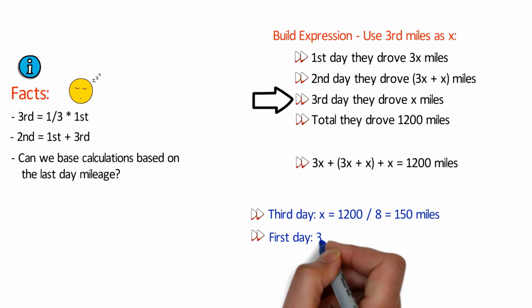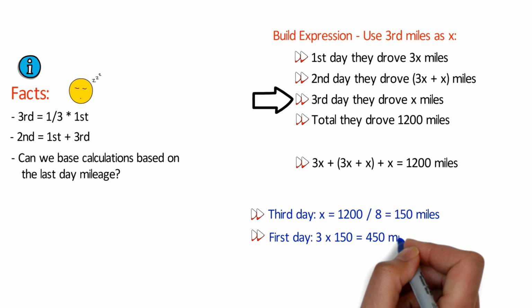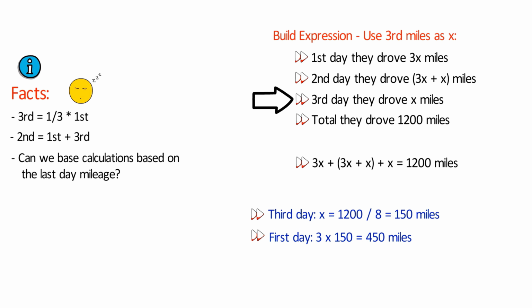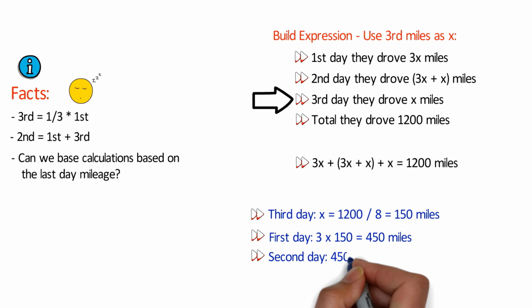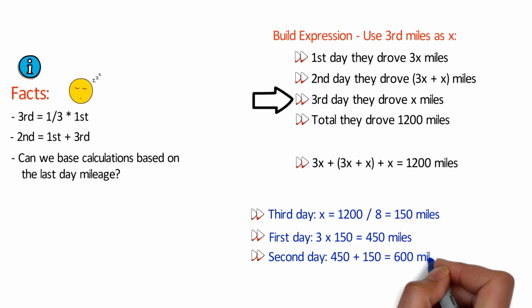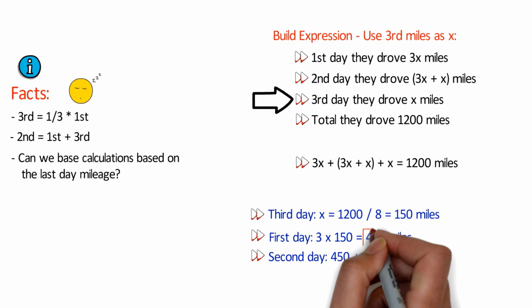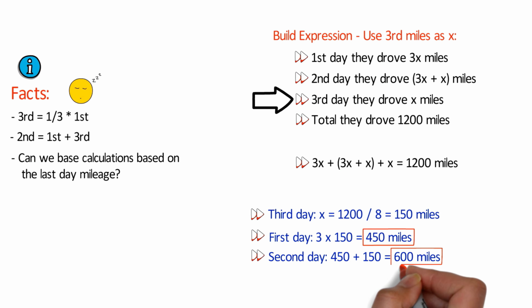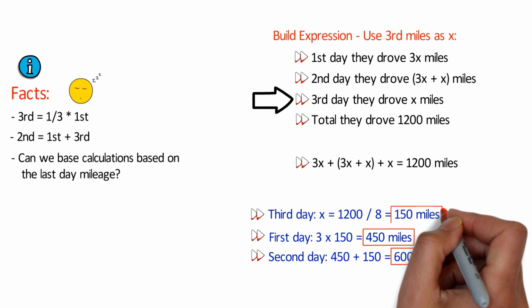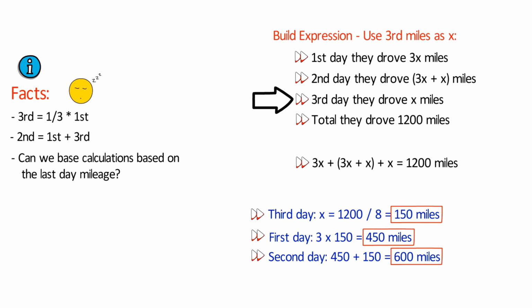On the first day then, they drove 3 multiplied by 150, which is the equivalent of 450 miles. And on the second day, they drove 450 plus 150 equals 600 miles. So the correct choice here is choice C. On the first day, 450 miles, second day 600 miles, and on the third day 150 miles.